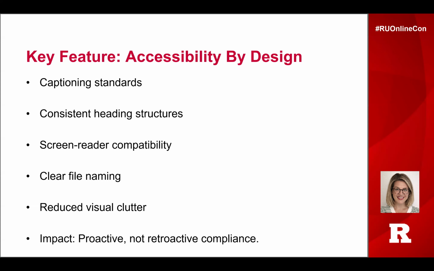Screen reader compatibility was considered throughout the template design. This includes clear labeling, logical navigation structures, and accessible document formats. Clear file naming conventions were also standardized. This helps students quickly identify materials and improves usability for assistive technologies. Additionally, the template emphasizes reduced visual clutter. Clean layouts, consistent formatting, and intentional spacing improve usability for all students, not just those with documented disabilities.